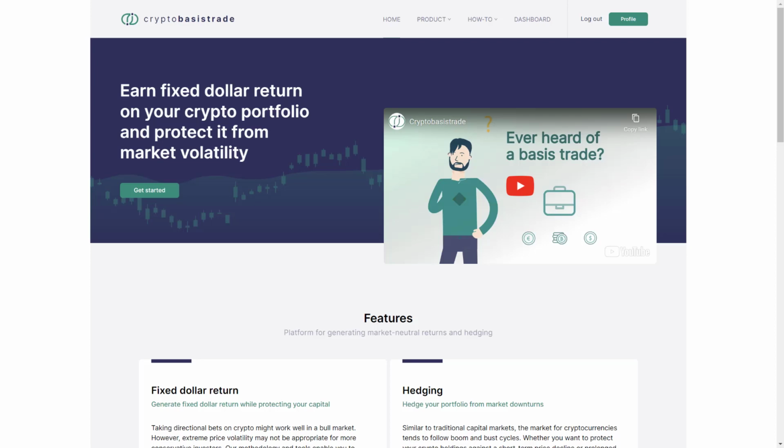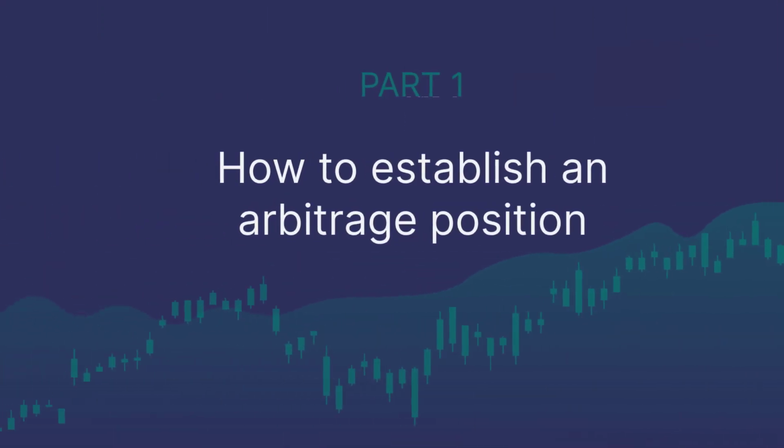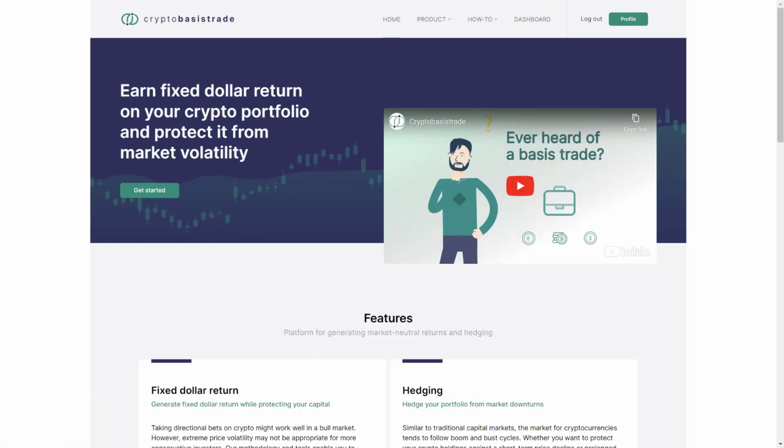In this tutorial, we will show you how to establish and monitor an arbitrage position, roll it over, open an active long or an active short exposure, as well as how to exit an arbitrage position. An arbitrage position is established by buying cryptocurrency and selling an equivalent number of futures contracts through our platform. All actual trades take place on connected crypto exchanges.